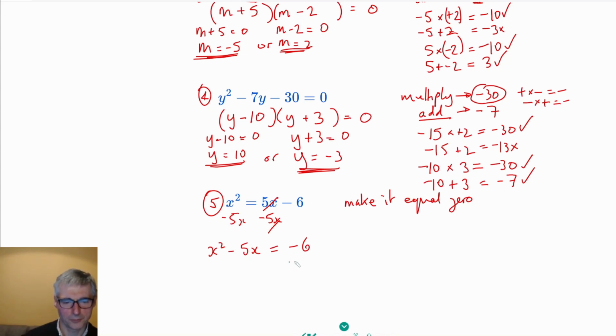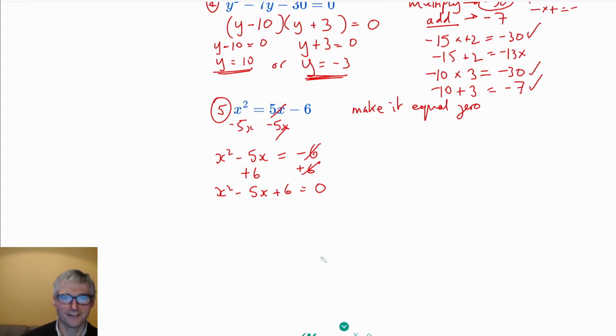So what I'm going to do is add 6 to both sides now, and what that will do, it will cancel the 6 on the right hand side, as we can see there, and on the left hand side we've got x squared minus 5x plus 6, and that's going to be equal to 0 now because we've cancelled the 6's out. And that's great because that's what we wanted. It's now equal to 0 and we can try and solve it using the methods we've already used.